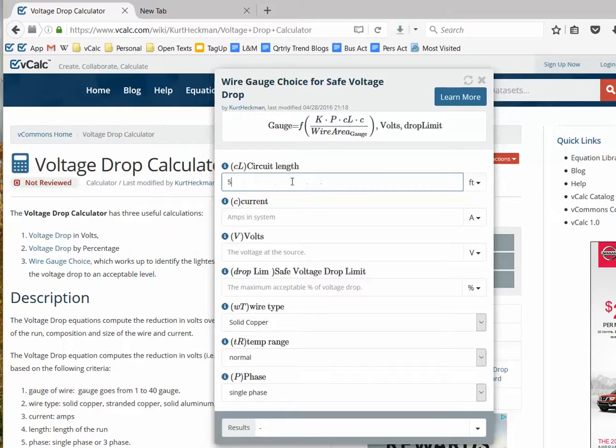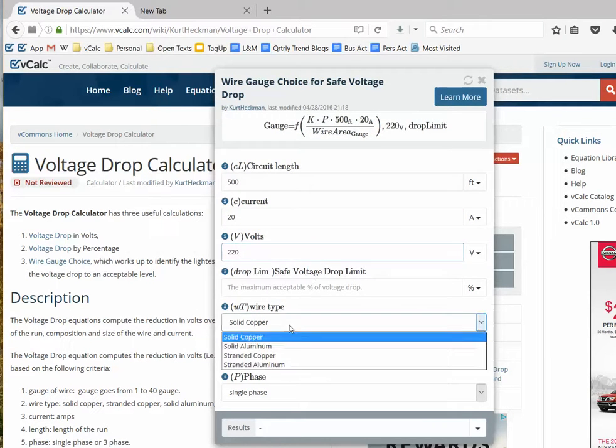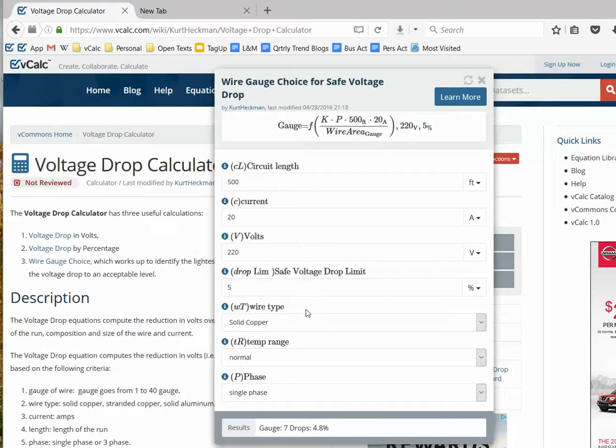We're going to go 500 feet. We're going to put 20 amps across the circuit, and we'll say 220 volts. Again, let's stick with solid copper, normal temperature range, single phase. But now I'm going to come in and say, what is the safe voltage drop? Let's say I can only drop 5%. What this calculator will do is it will loop through and tell me that I need to have 7 gauge wire to only drop 4.8%, if you look down here at the bottom.